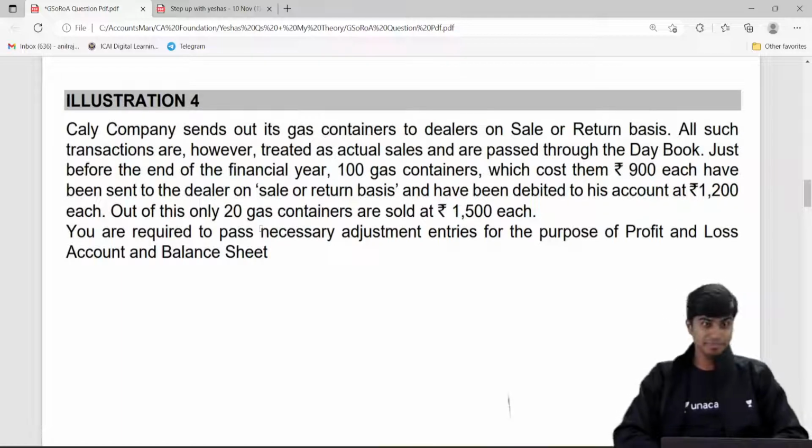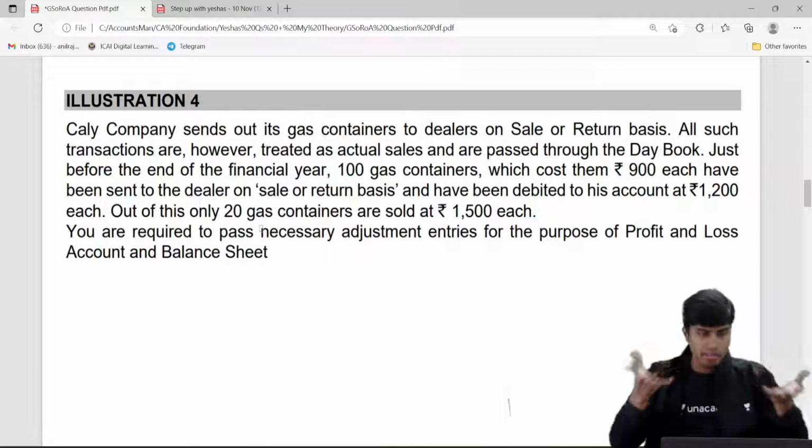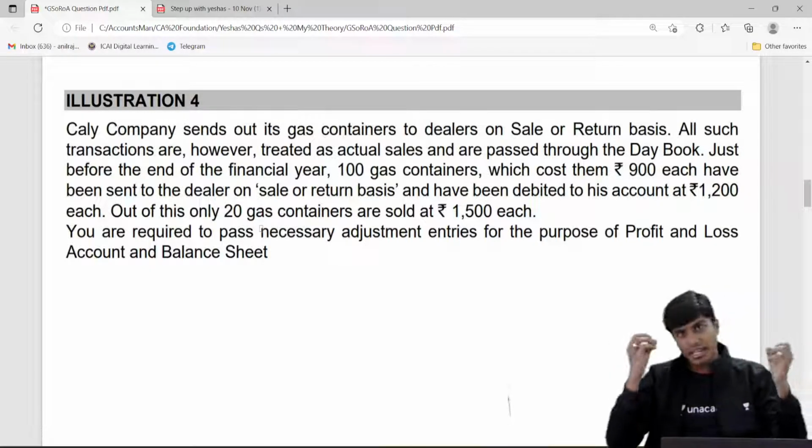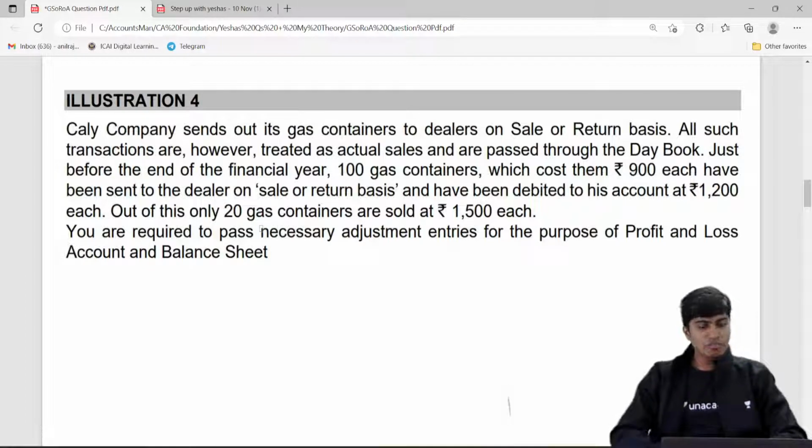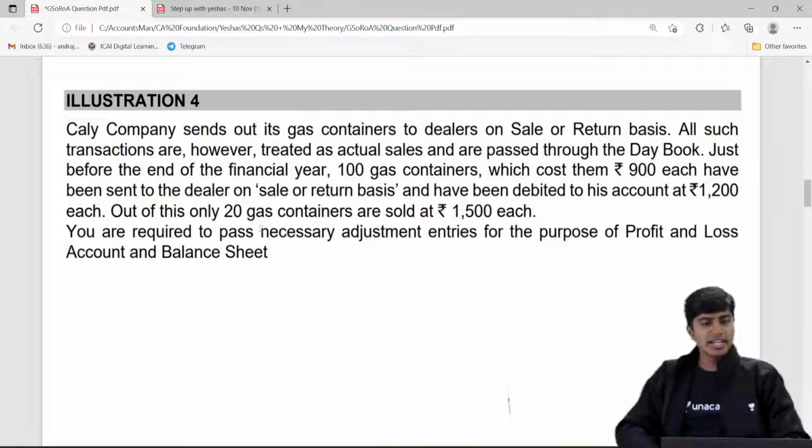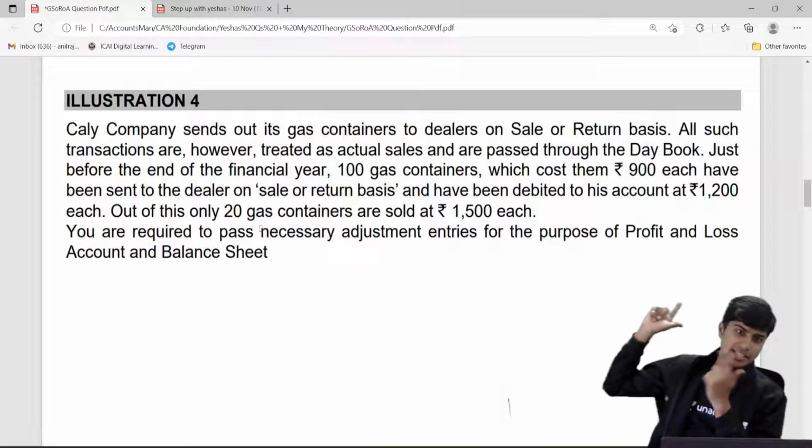Cali Company. What is Cali Company doing? Cali Company sends out its gas containers to dealers on sale or return basis. Very good. All such transactions are, however, treated as actual sales and are passed through daybook. Okay, Mr. Cali, you are very optimistic. I will give it to you. Just before the end of the financial year, 100 gas containers, which cost them 900 each, have been sent to dealers on sale or return basis. We need to write the entry for this sale transaction.